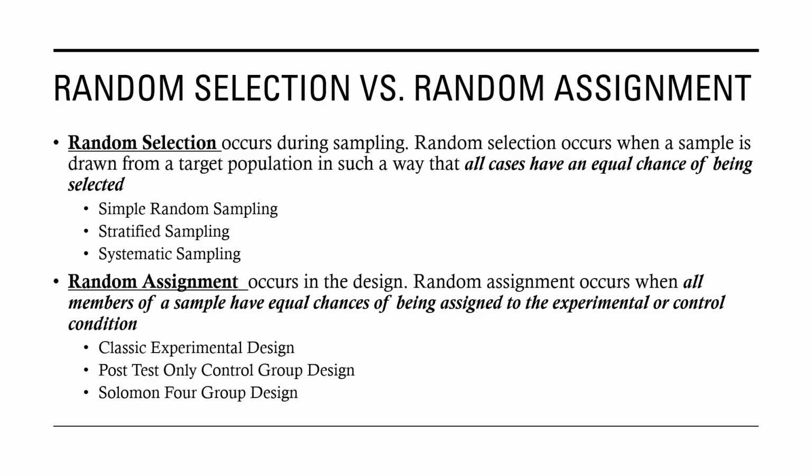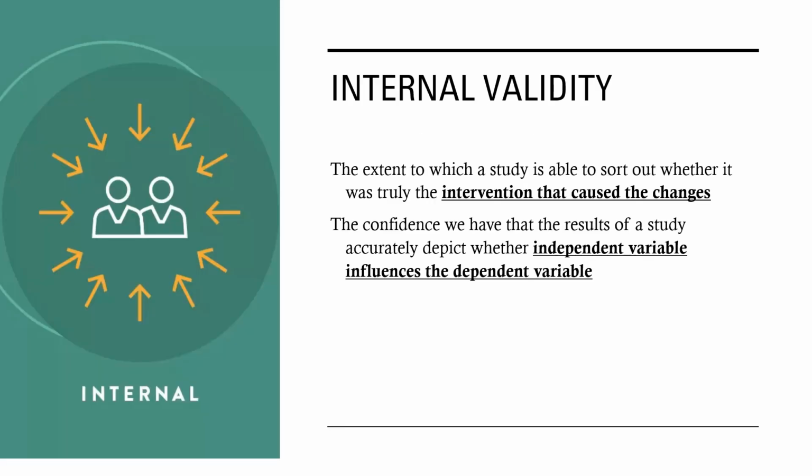And as we have talked about in the last couple of slides, this applies to classic experimental designs, the post-test only control group design, and in Solomon four-group designs. Now, as we talk about research designs, it's also important to consider the concept known as internal validity. Internal validity is the extent to which a study is able to sort out whether it was truly the intervention that caused changes in the dependent variable.